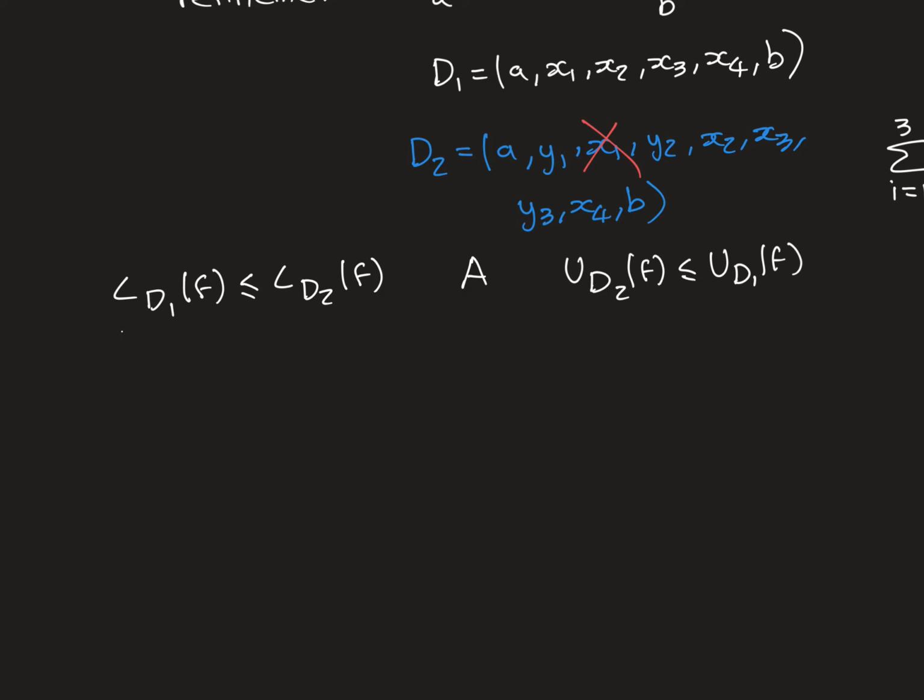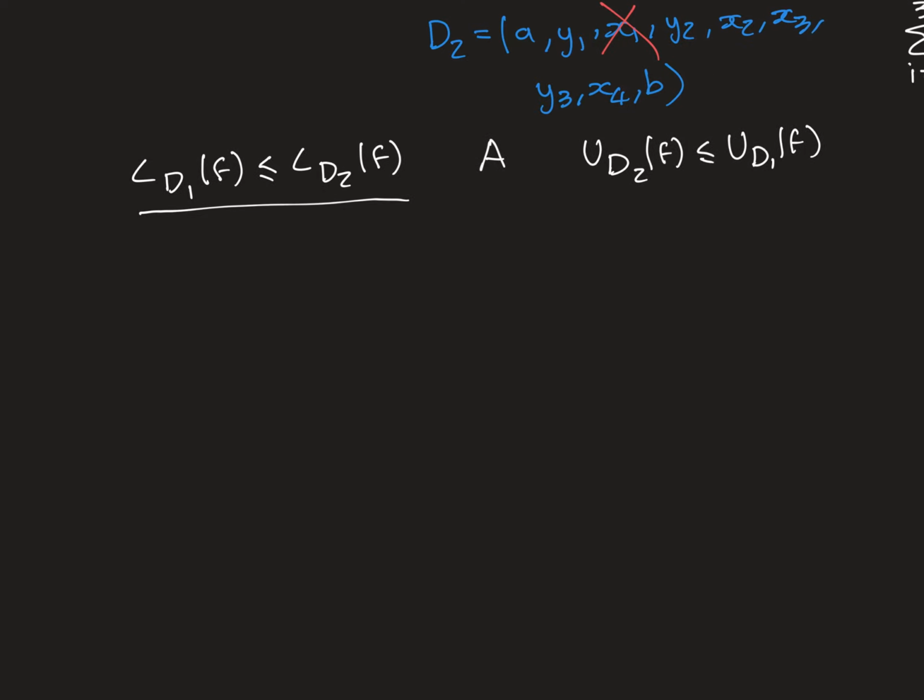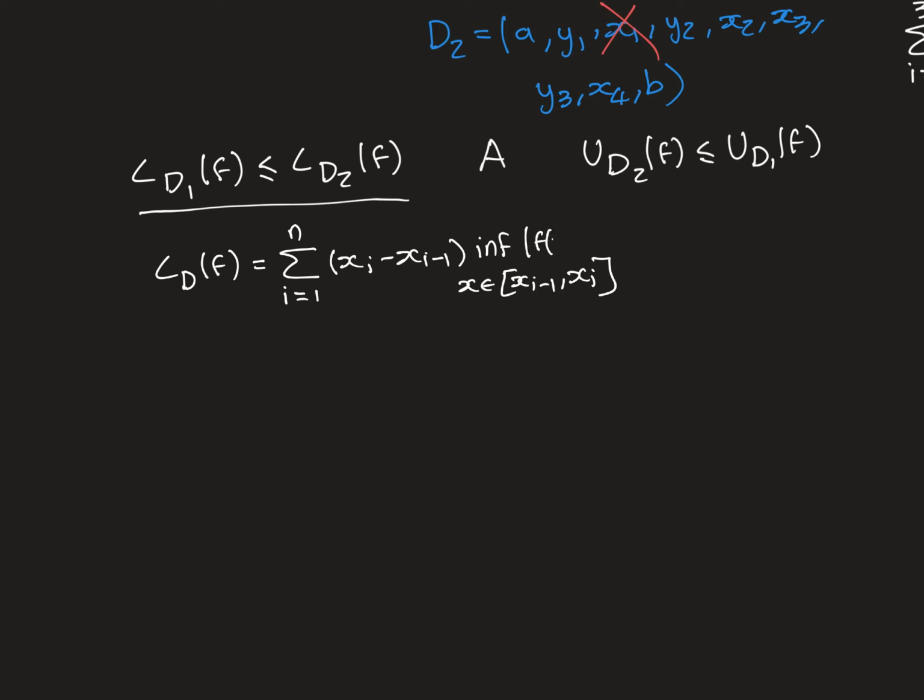So let's start by looking at this one. So this follows really simply just by actually looking at the definition. So we'll write down the definition again for the lower Riemann sum over a dissection of the function. It's equal to the sum from i equals 1 to n of x_i minus x_{i-1} times the infimum of x an element of [x_{i-1}, x_i] of the value of f(x).